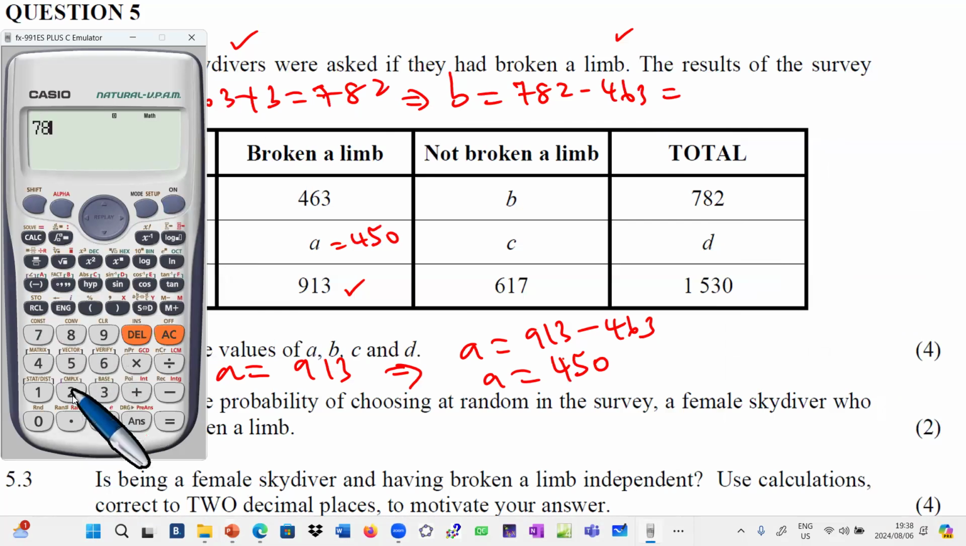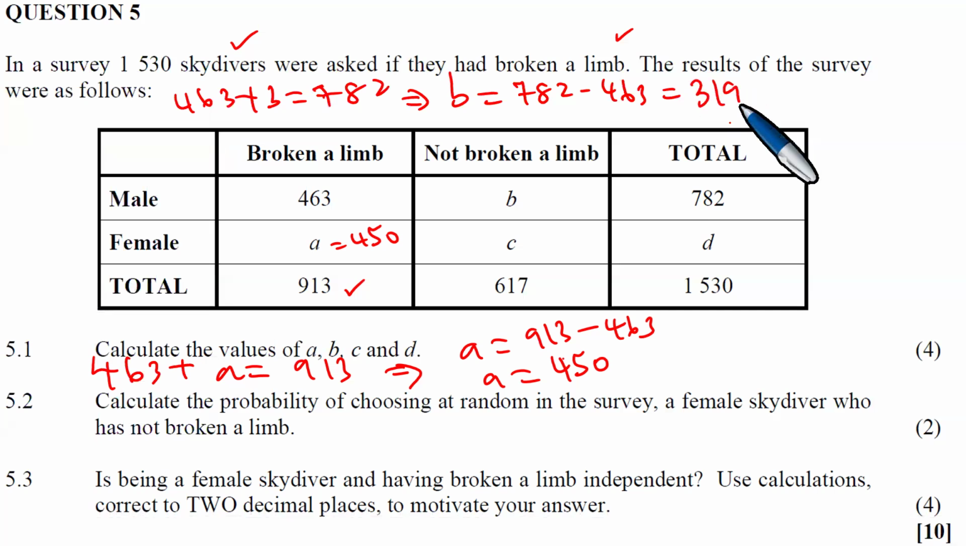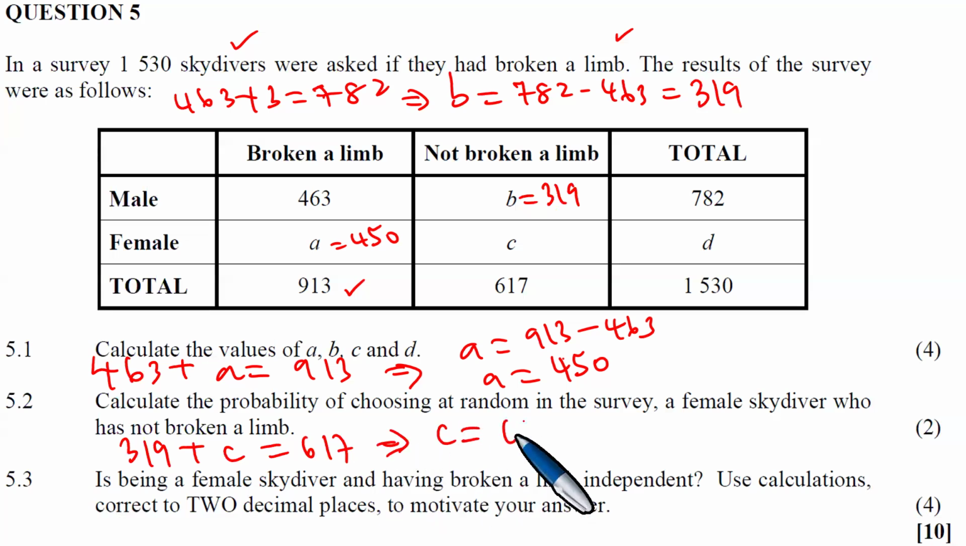Right, 782 minus 463, 319. So B is exactly 319. Now that we've got B, we can easily get C, because it is this plus that, which is exactly that. So in other words, we have 319 plus C is 617, which means therefore that C is 617 minus 319.